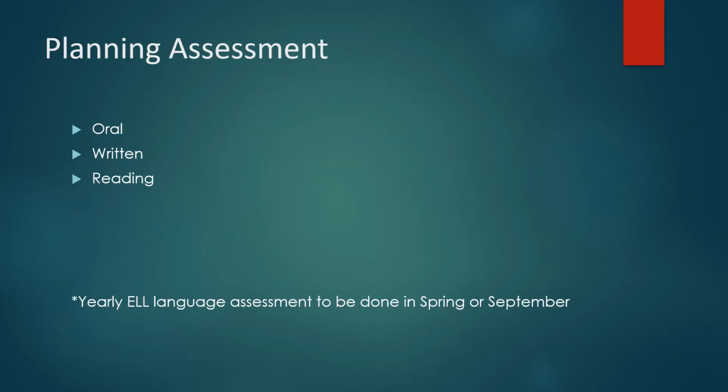When thinking about the question, what is assessment? We can think of it in many different ways. A planning assessment is when we look at some of the academic skills of our students, oral, written, and reading, and then we use that assessment to plan for instruction. This is super important, in particular for our English language learners, who actually get a yearly assessment that is done in the spring or in September. Without knowing where our students are at, we cannot plan for where to go.